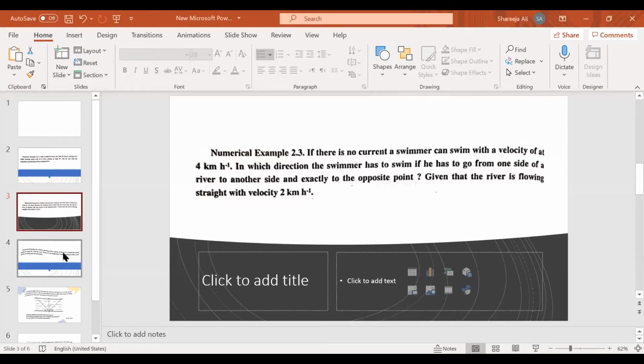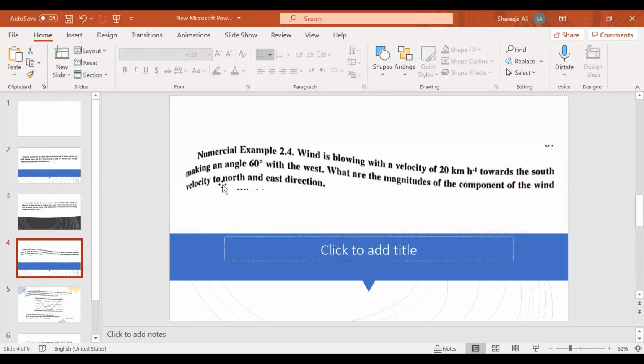So let us see the next question. A wind is blowing with velocity of 20 kilometer per hour towards the south, making an angle 60 degree with the west. So it's southwest. It should be between south and west. What are the magnitudes of the component of wind velocity to north and east?